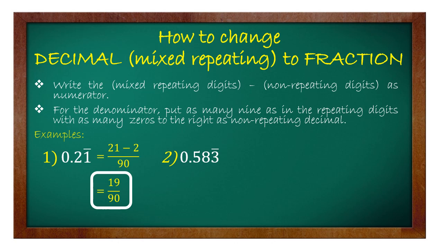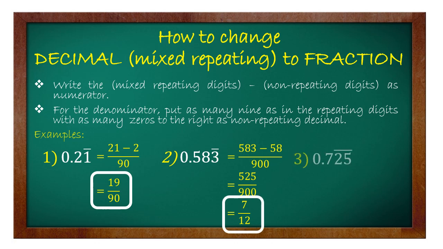Next, 0.583 bar at 3. So, ibig sabihin, ang umuulit lang dyan yung 3. Okay? So, ang mixed repeating digit natin is 583. Minus, ano yung hindi umuulit? 58. So, 583 minus 58 over, isa lang yung repeating mo, which is 3, kaya isang 9. Dalawa yung non-repeating, so 5 and 8, so dalawang 0. So, 583 minus 58, so that's equal to 525 over 900. Get the lowest form, that is 7 over 12. So, that's the answer na. Okay?